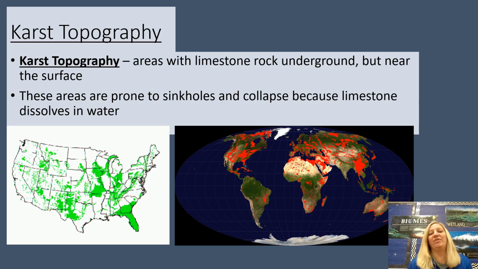Okay, karst topography. This is areas on Earth where limestone rock is underground, but close enough to the surface where these areas are accessible to groundwater, and because that limestone dissolves, these are areas prone to sinkholes. These are also areas prone to caves, but those caves are also prone to sinkholes and collapse. So anywhere in green on the left side are areas that are karst, or areas prone to sinkholes and caves in the United States, and on the right are areas prone to sinkholes or caves in the whole world. And it just so happens to be luck of the draw where the limestone happens to be on Earth.